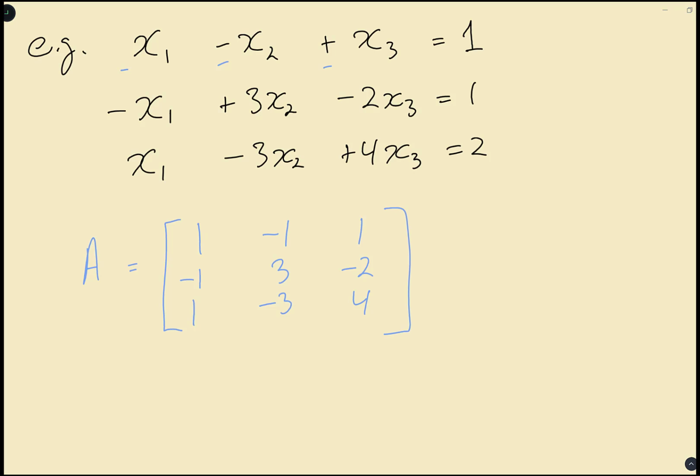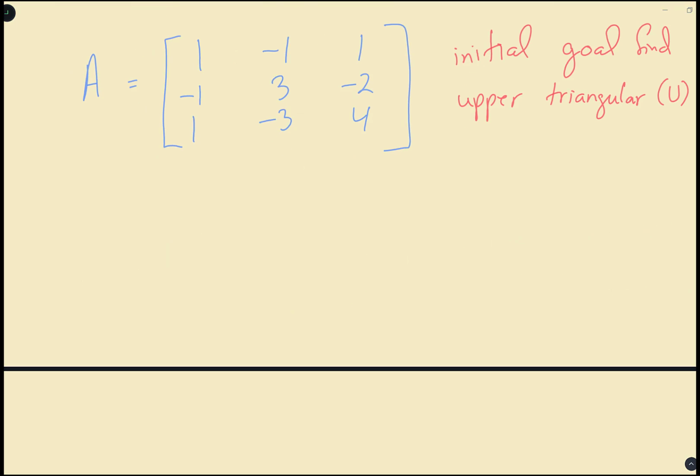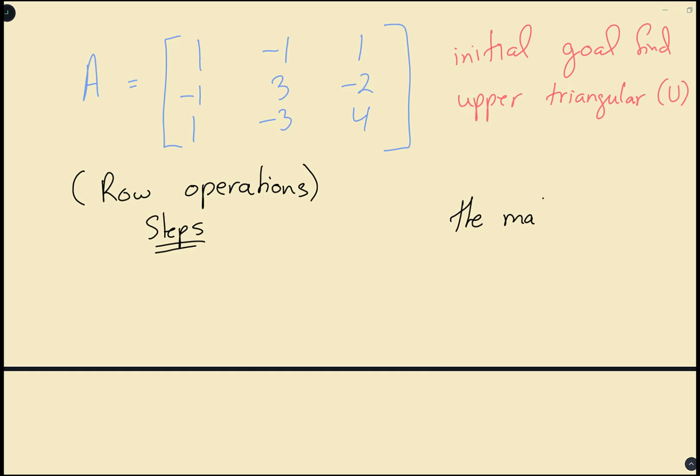Our initial goal here is to find the upper triangular matrix using Gauss elimination. So initial goal: find the upper triangular, which is represented with capital U. So how do we do this? Again, Gauss elimination follows row operations. So we're going to have to do some row operations on this matrix. We can write our row operations here on the left side, and we'll show the matrix as it changes as we do those row operations.